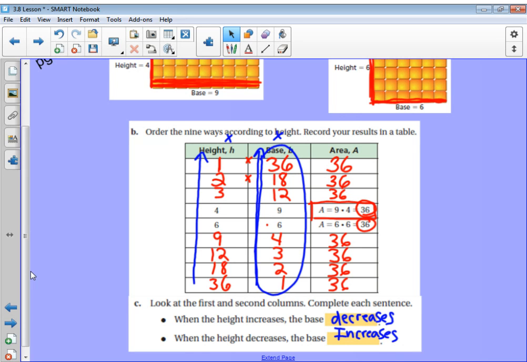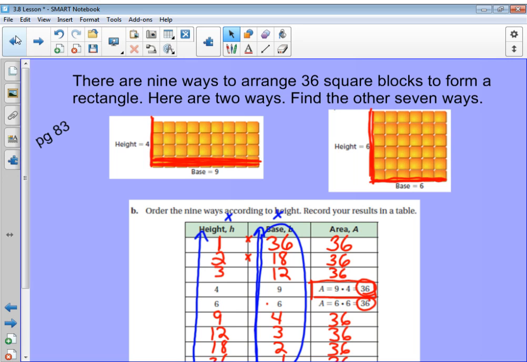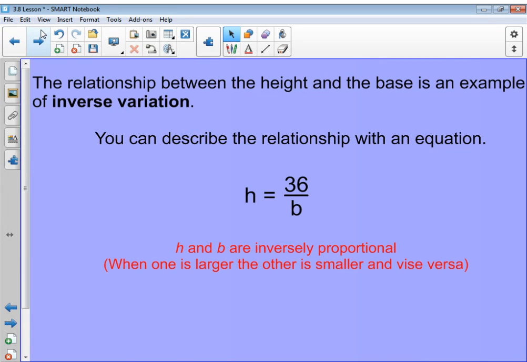So we're going to discuss a little bit about what an inverse variation is. It says the relationship between the height and the base is an example of an inverse variation. You can describe the relationship with an equation. Our height is equal to 36 divided by b, which stands for base. So if we had 36 blocks and we set up for our base, let's jump back to our little graph here. If we set up for our base 4 across, then that means that each of our height would go 9 high on each of those.